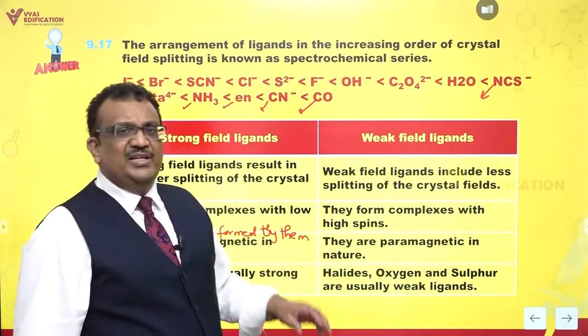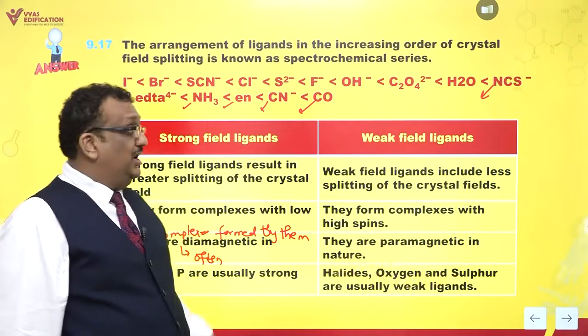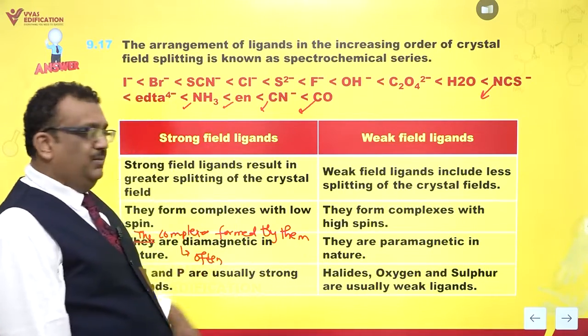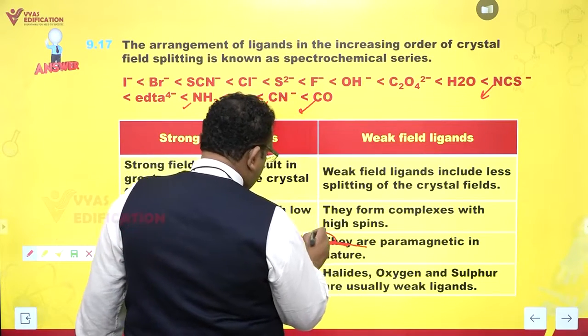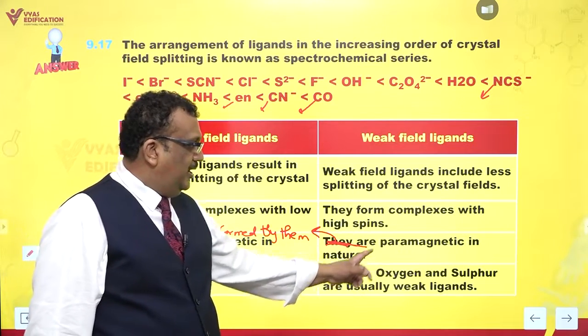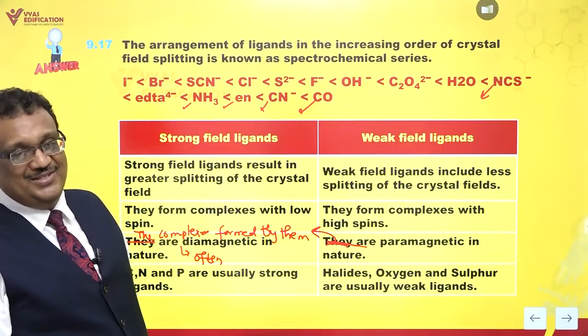But wherever pairing is possible, if there is an even number of unpaired electrons and if it is a low spin, strong field ligand, then it tends to pair up and you get a diamagnetic complex. And it's not they, it is this only. The complexes formed by them are often paramagnetic in nature. Yes, indeed.